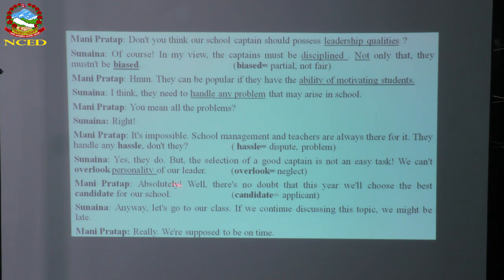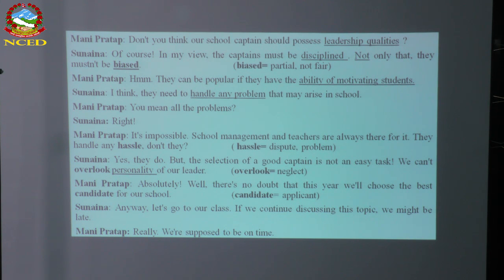Mani Pratap says, absolutely well. There is no doubt that this year we will choose the best candidate for our school. Candidate means applicant. Candidate means if you are applying for something, so different people apply for the post, they all are applicants, means sabai participants bhaneko candidates applicants ho. Sunaina says, anyway, let's go to our class. If we continue discussing this topic, we might be late. Really, we are supposed to be on time. Now here Mani Pratap and Sunaina are talking about good qualities of a school captain.